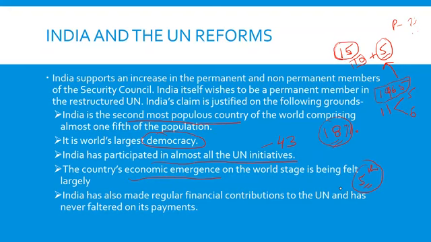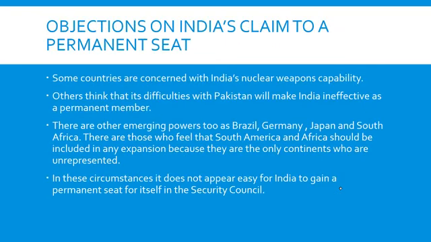But at the same time, it is refuted also by other countries who do not want India to become a permanent member. Okay, so let's see the objections to India's claims also. Some countries are concerned with India's nuclear weapon capability, saying that India has acquired nuclear weapons that go against the spirit of peace. Others say that difficulties with Pakistan will make India's membership in the Security Council ineffective, and actually they are those powers who apprehend that India will use its permanent seat to deal with Pakistan in a diplomatic manner to suit its interest.